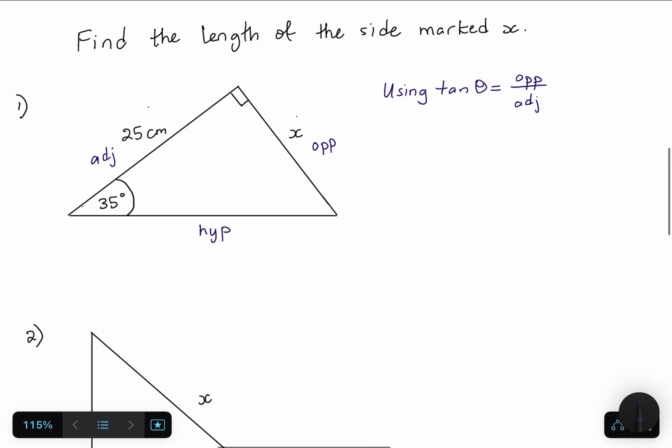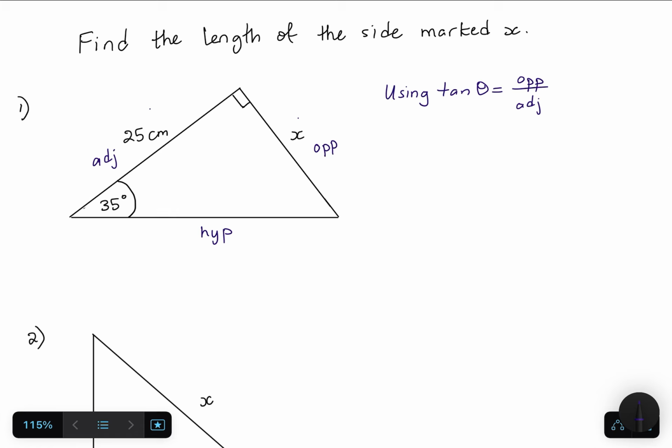And then I will substitute my values in there. So tan theta, in this case theta is 35 degrees. So tan of 35 degrees is equal to the opposite side, that's x that I'm trying to find, over the adjacent, which is 25 centimeters. So if tan of 35 degrees is x over 25, then to get x by itself, I'll multiply throughout by 25. Or another way you could think of it is, you could put this tan 35 over 1 and cross multiply.